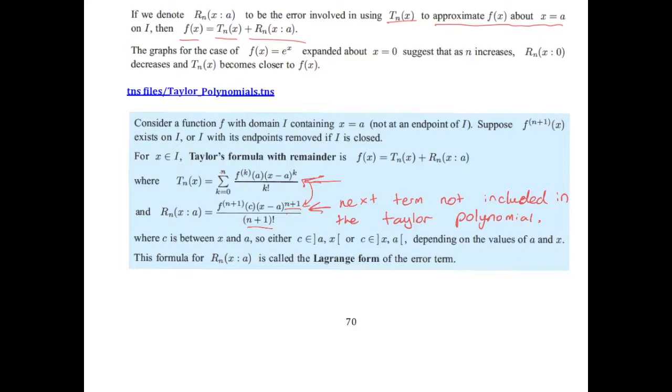Now what is the C value? C is between x and a, so that either C is in the open interval a to x, or x to a, depending on which one's bigger and smaller. Doesn't really matter, depending on the values of a and x. This formula for R_n(x) is called the Lagrange form of the error term.